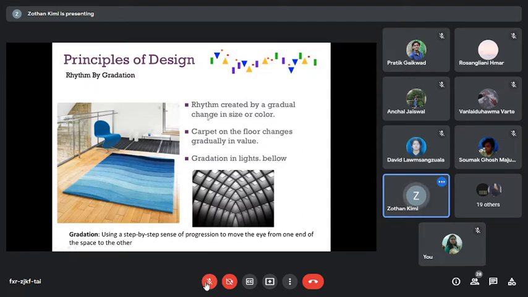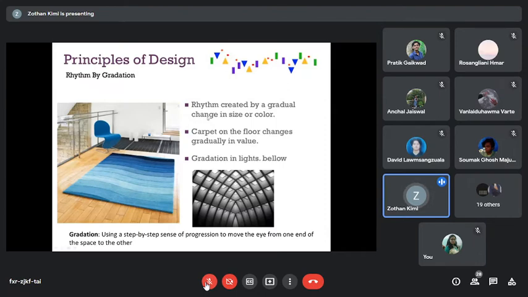So if you put pink and red together, that's not a gradation. But if you keep on increasing the red in the pink, like we see in this carpet over here, where we have the blue, and then it becomes darker and darker until it becomes the dark blue at the end, right? So this is rhythm by gradation. We are still having a sense of flow, and like I told you, it has to be done at least 3 times to call it a rhythm.